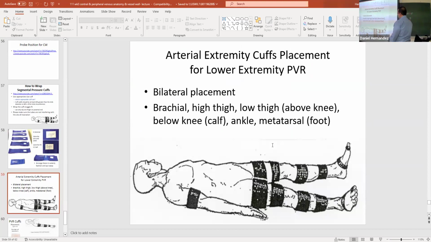In terms of bilateral placement, we're going to do, again, place cuffs on both sides of the body. We're going to place bilateral brachial, high thigh, low thigh, or above the knee, below the knee or calf, ankle, and then a metatarsal cuff.